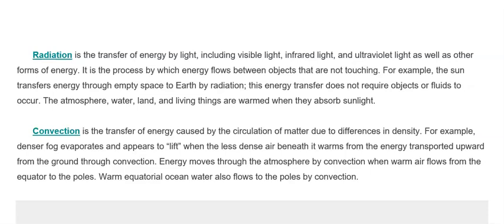Energy moves through the atmosphere by convection when warm air flows from the equator to the poles. Warm equatorial ocean water also flows to the poles by convection. Warm liquid water transfers energy to the ice by conduction. Energy flows from the sun to the Earth by radiation. And fog evaporates when air warms from energy transported upwards from convection.